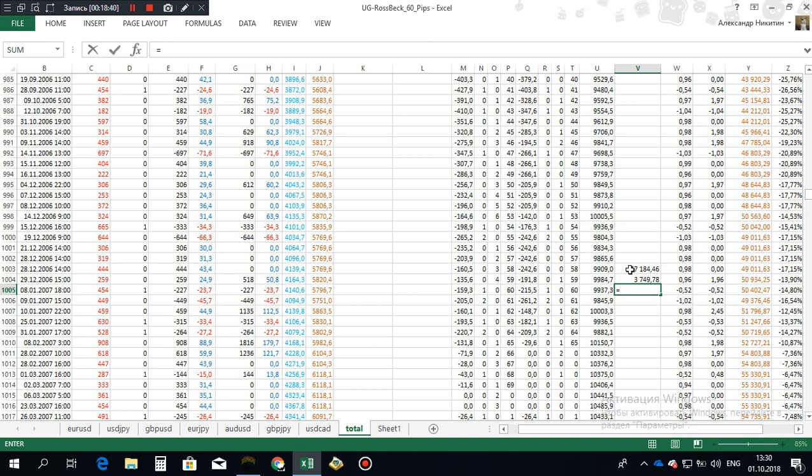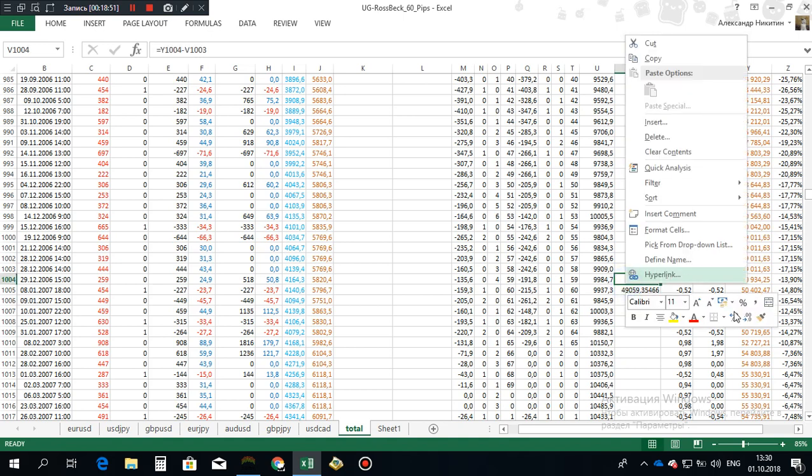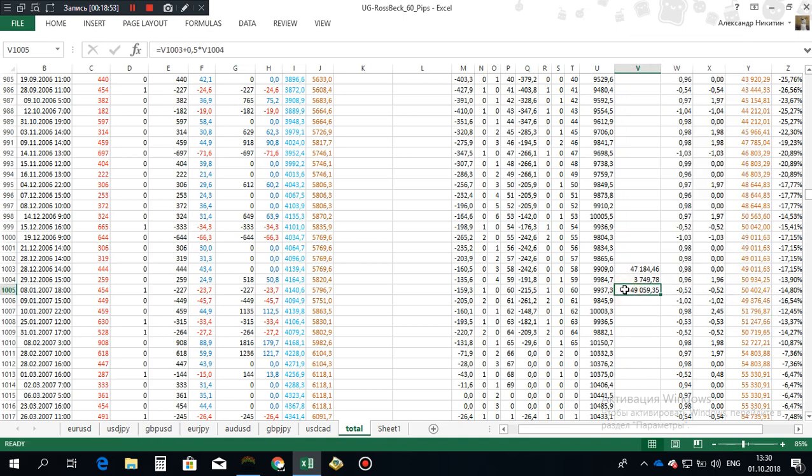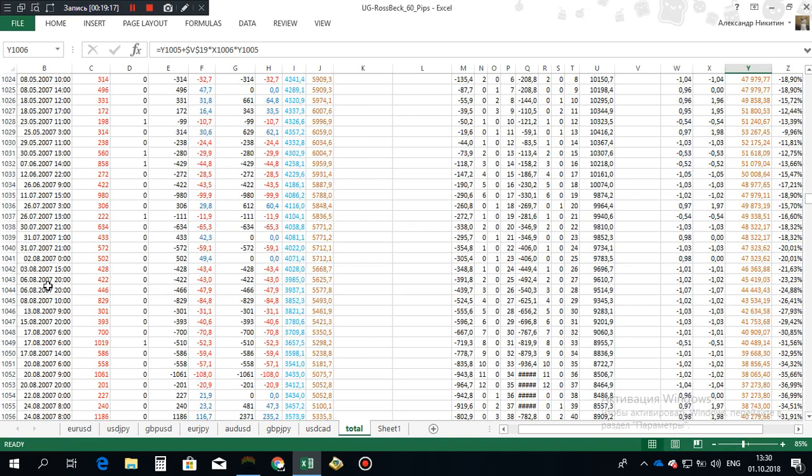Okay, this equals our previous account plus 0.5 multiplied by our old account. Let us format that. Let me format them all. Oh no, it cannot be formatted this way. Okay, so the first trade of the year starts from this account. Okay, done. We go next, 2008.